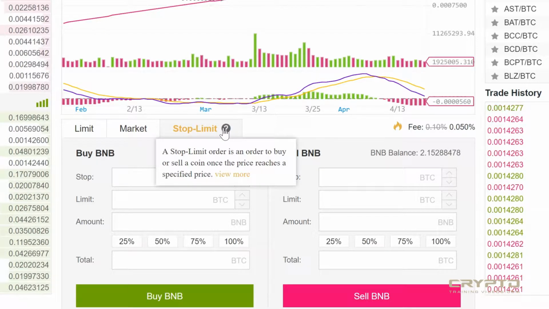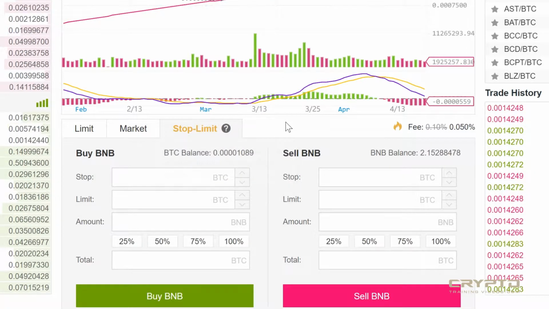So let's click this. It says, a stop limit order is an order to buy or sell a coin once the price reaches a specified price. So we just got done talking about limit order. And think about how that works, right? We set the price point that we want for that coin. And we have to wait for the market to reach that price point. And when it does, that order gets filled. So that's a limit order.